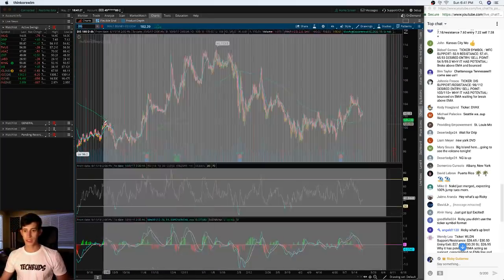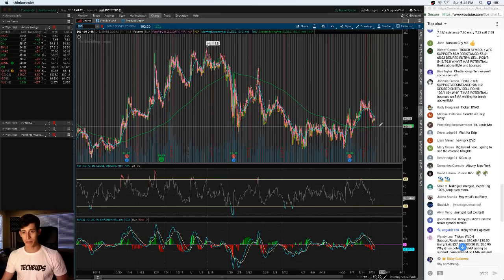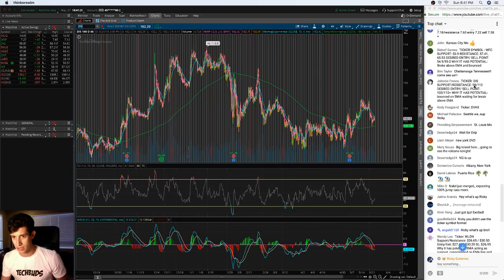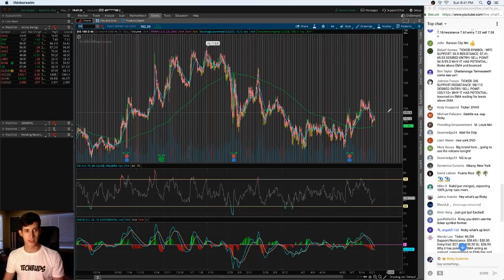So DIS is showing signs of a downward pattern. Yes, it is potentially bouncing right around the SMA indicator, and that might be something that you're calling out. So support and resistance 98. 103 is your entry. Okay, that makes sense. So you are waiting for the reversal. That makes sense. This is Walt Disney.